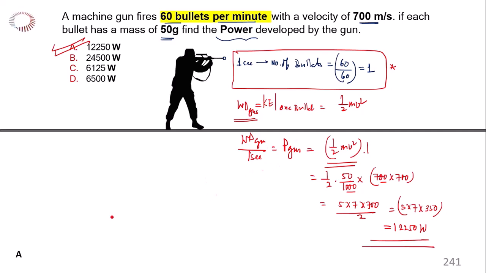Okay. So in this type of problem, every time you have to solve it on the basis of 1 second. How much work is being done by the gun in 1 second. So that will basically give the power of the gun. Okay.